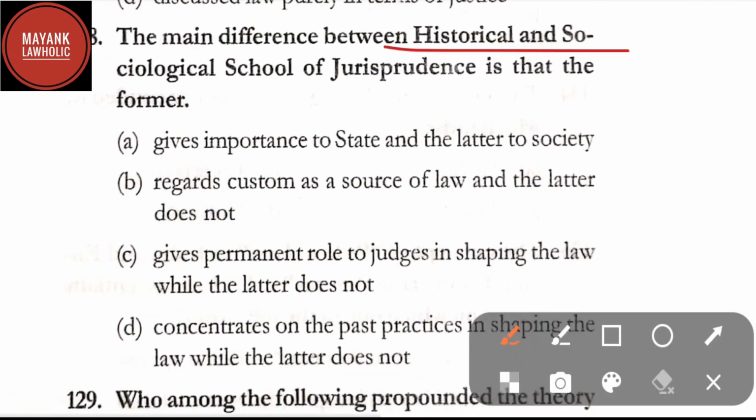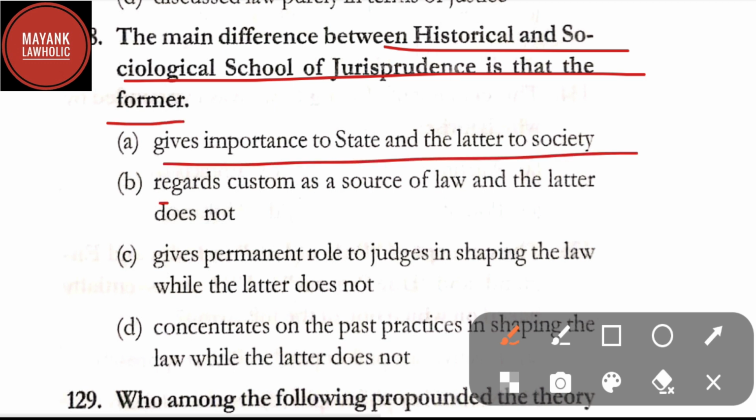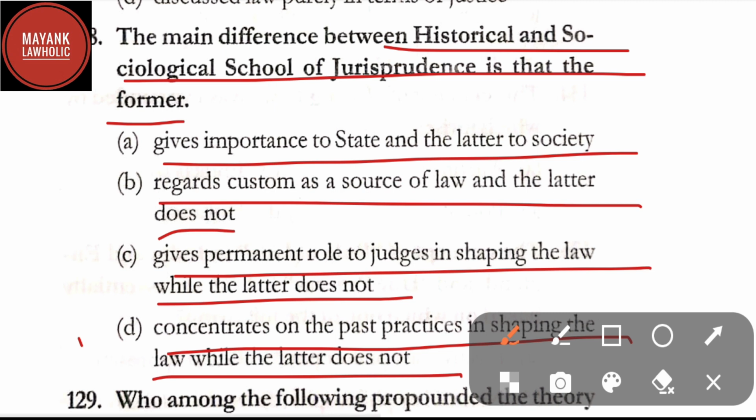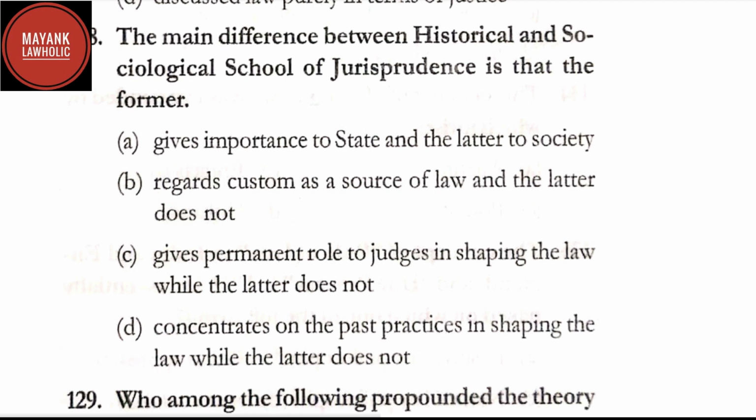Question number 128. The main difference between historical and sociological school of jurisprudence is that the former, option A, gives importance to state and the latter to society. Option B, regards custom as a source of law and the latter does not. Option C, gives permanent role to judges in shaping the law while the latter does not. And option D, concentrates on the past practices in shaping the law while the latter does not. Here in question number 128, the correct answer is option D. The main difference between the historical and sociological school of jurisprudence is that the historical school concentrates on the past practices in shaping the law, while the sociological jurisprudence does not focus on that. So option D here is the right answer.